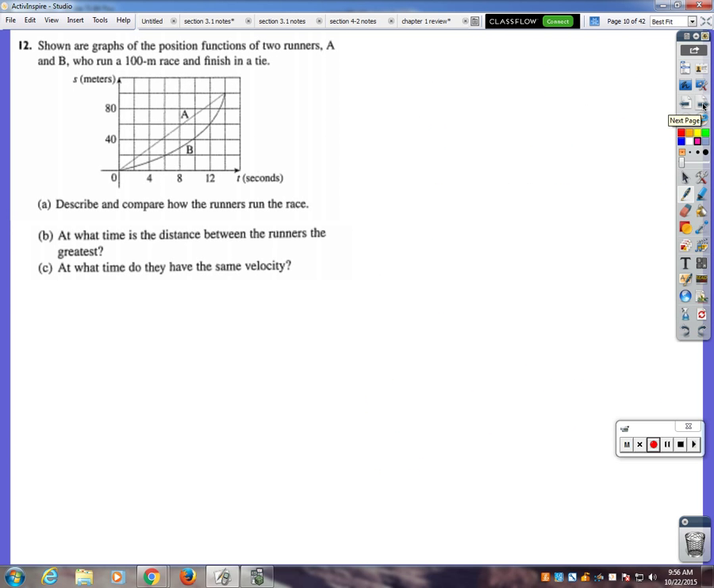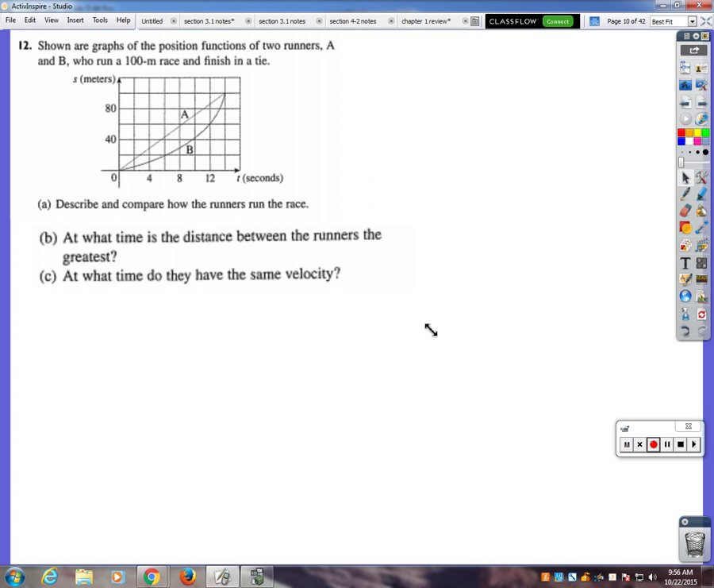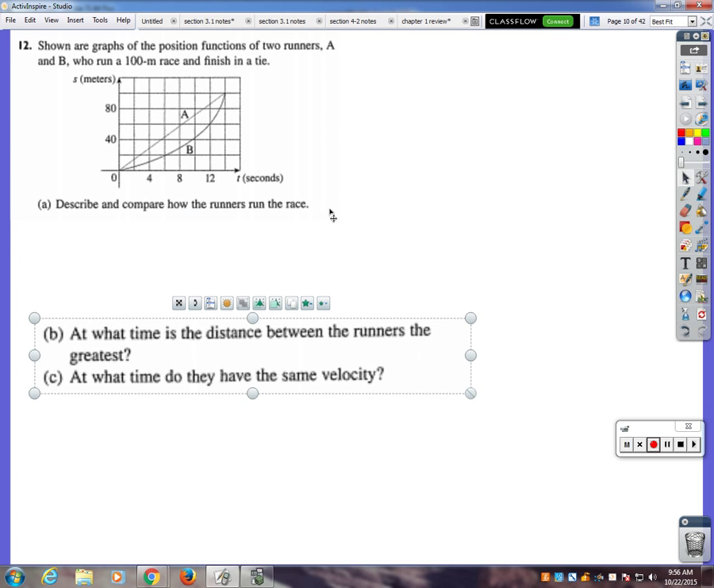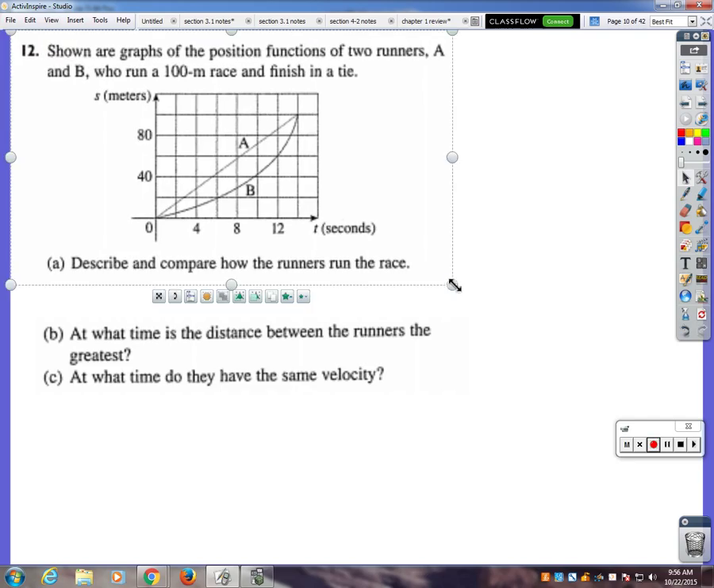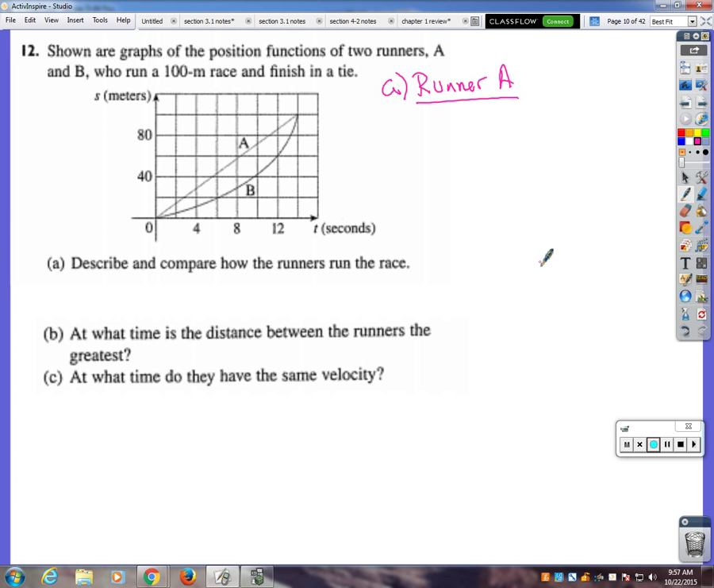Okay, how about number 12? Same kind of idea, but this is in the context of a race. So we still have a position time function. Describe and compare how the runners run the race.